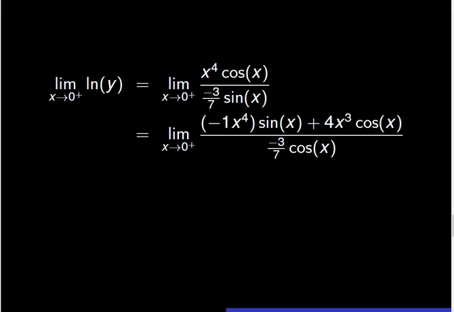When we take the limit as x goes to 0 plus of minus x to the power 4 times sine of x plus 4x cubed times cosine of x, the result is 0. And the limit as x goes to 0 plus of minus 3 over 7 times cosine of x is minus 3 over 7. In sum, the limit as x goes to 0 plus of the logarithm of y is 0.